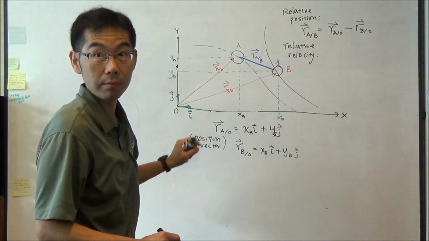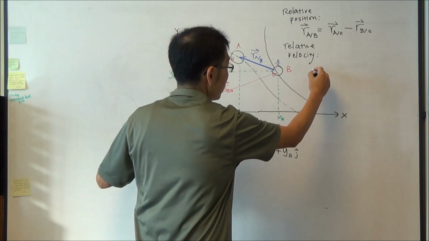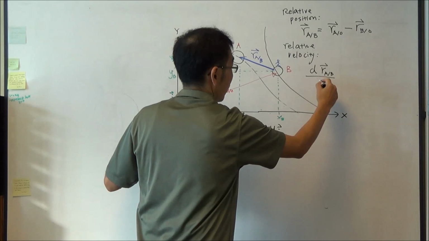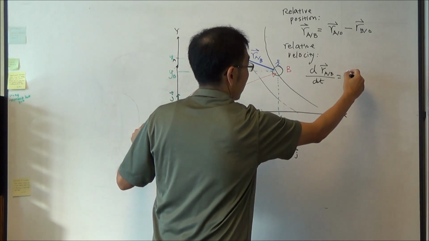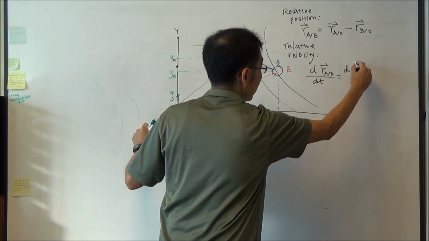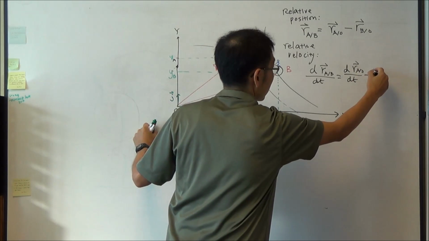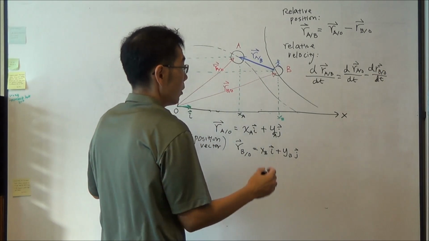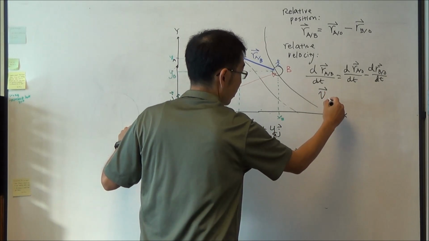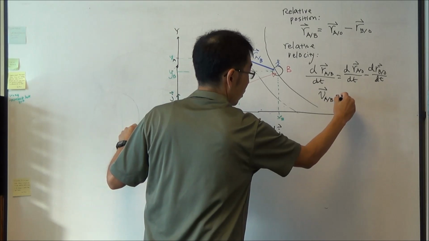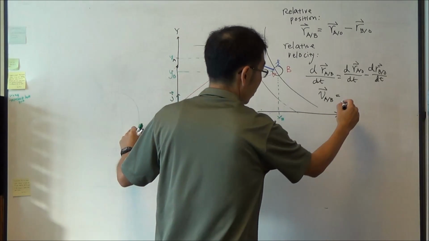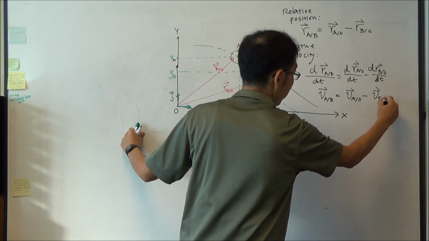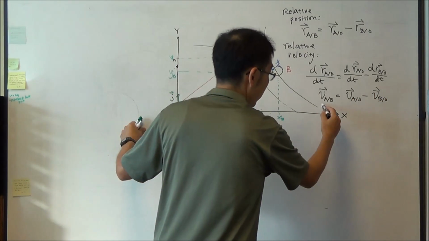You just take a time derivative, right? So I just take a time derivative of my r_A/B, and dr_A/B/dt is dr_A/dt minus dr_B/dt. Which means my relative velocity, v_A/B, is equal to the velocity of A minus the velocity of B. So it's very simple.